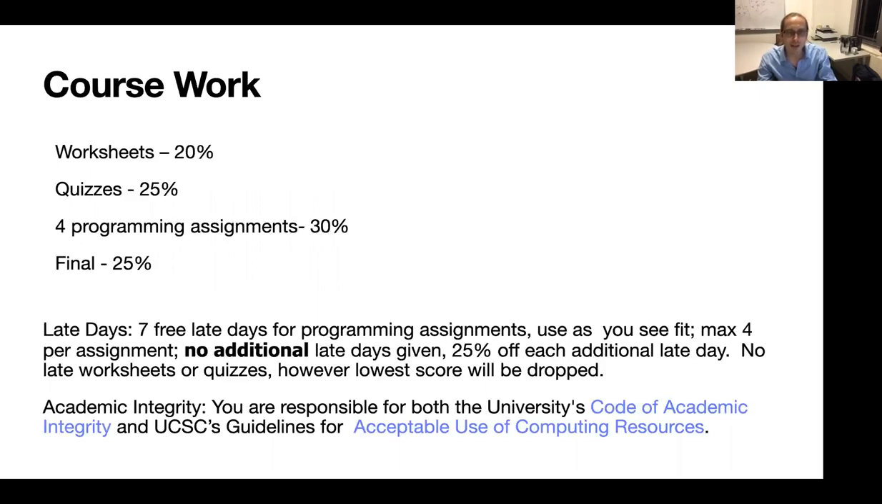This is the grading we're going to be using for the class and how it is split for each component. We have a late day policy. Do read through it. There's a lot on this in the syllabus, so do read the syllabus that I posted on Canvas.